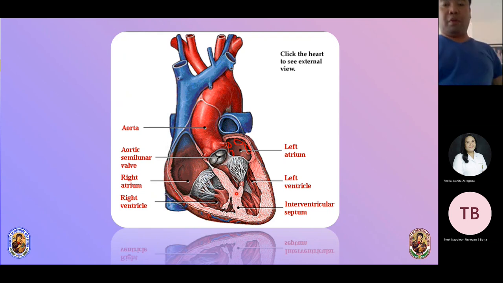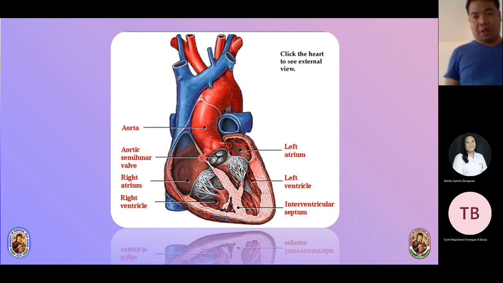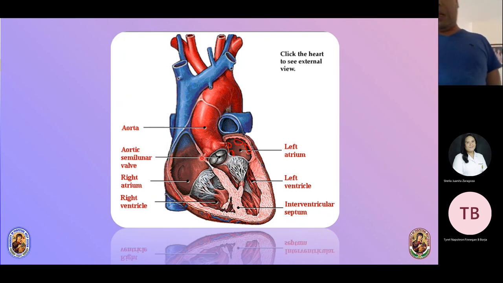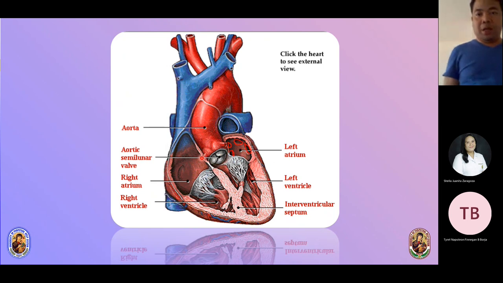Kapag may butas sa puso, pwedeng dito yon sa interventricular septum or pwede rin namang sa interatrial septum. And if that happens, there will be mixing of oxygenated and unoxygenated blood. So instead of just oxygenated blood that circulates majority in our systemic circulation, it will be mixed with unoxygenated. Kaya nagkakaroon, hindi lang basta-basta namumutla yung baby pagkapanganak, hindi lang pale, there is bluish discoloration of the baby. And what is the medical term for bluish discoloration?